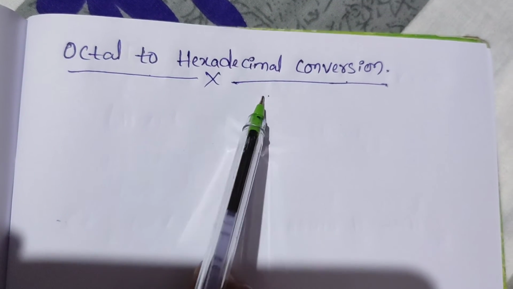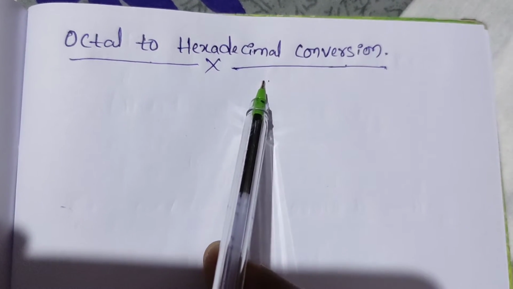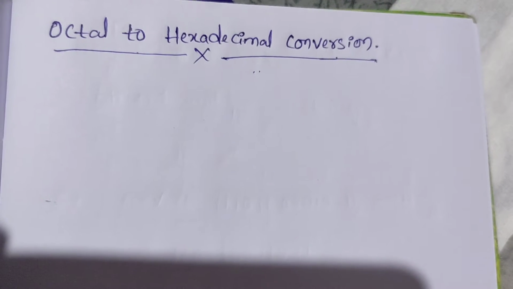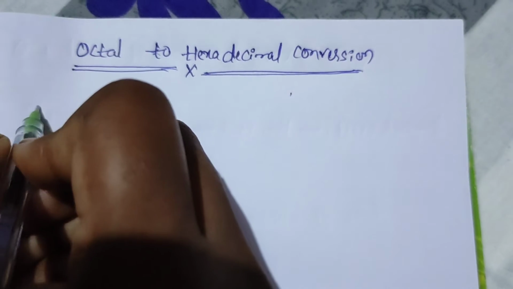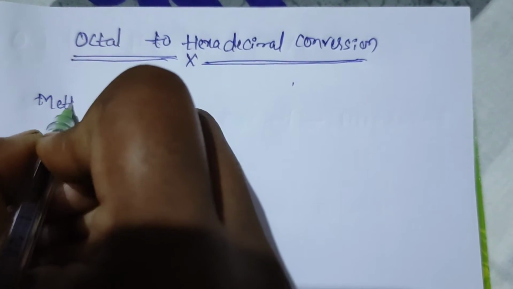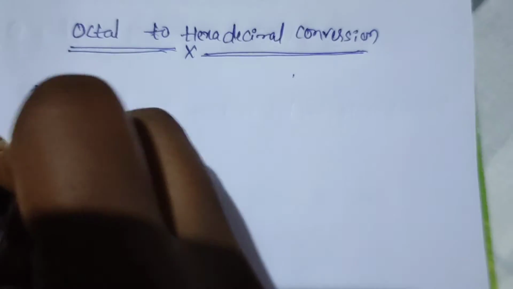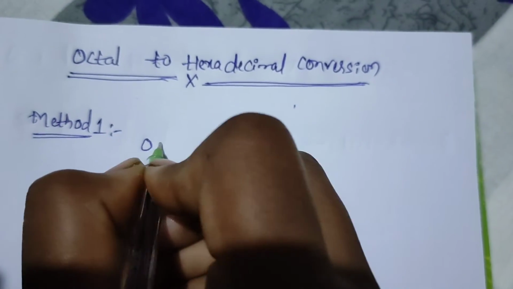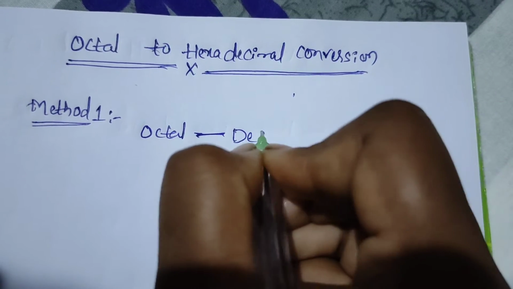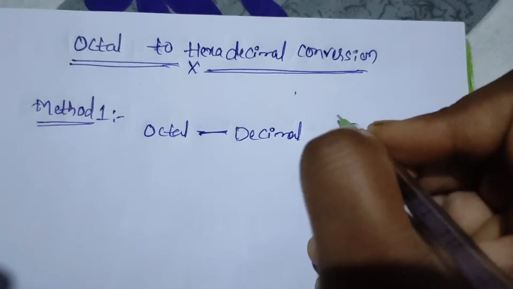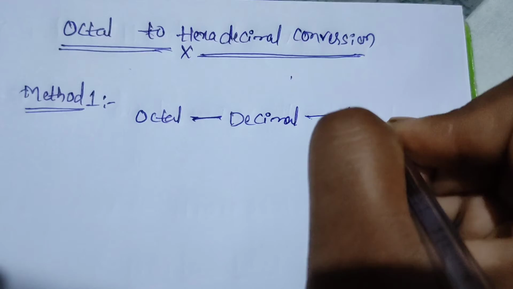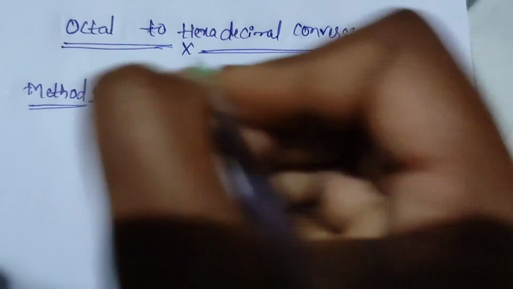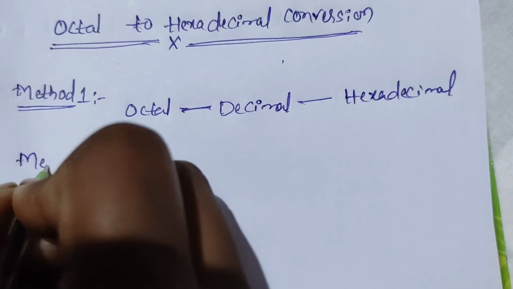Octal to hexadecimal conversion. So we will see how an octal number is converted to its hexadecimal. There are two methods to convert an octal value to hexadecimal. Method 1: first we convert octal to decimal, then convert this decimal equivalent to hexadecimal. This is one method.